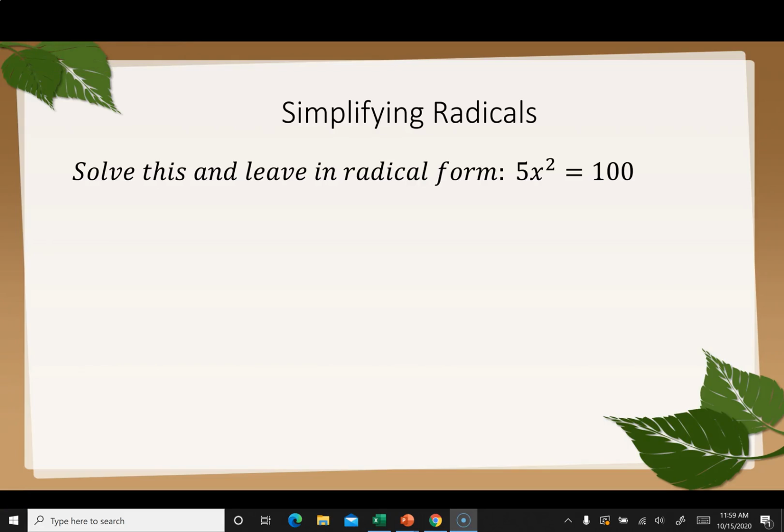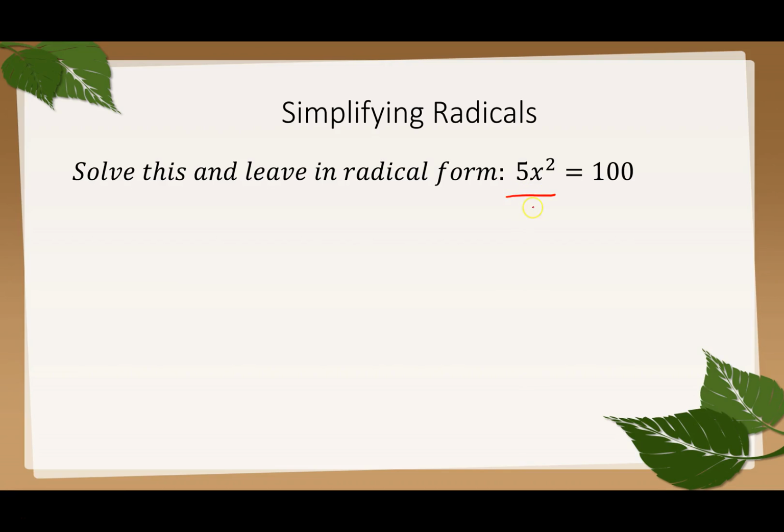All right, so this topic is simplifying radicals, and you might say, why do I even need to know how to do this? Well, you might have a problem like this, where I divide by 5. My 5's cancel, and I get x squared equals 20. And then I square root both sides, and my answer is x equals plus or minus square root of 20.